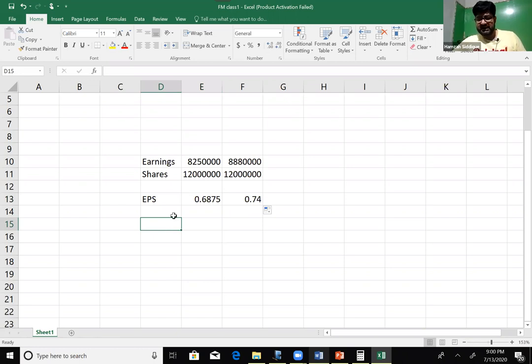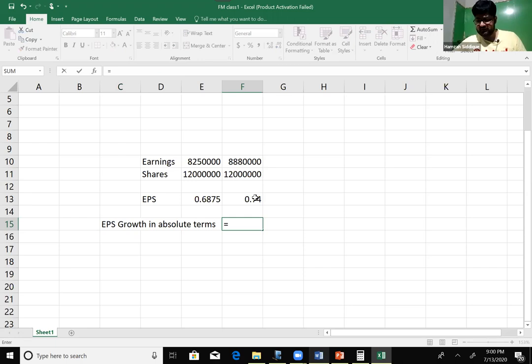Now, they said that EPS growth in absolute terms means quantity. How much increase is there? This minus this. This is total amount increase from one year to the other. So in relative terms, EPS growth in percentage terms.